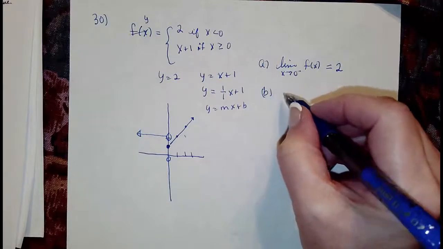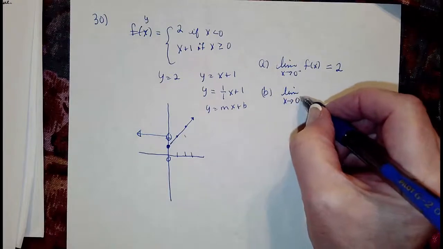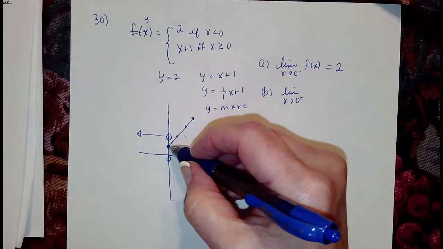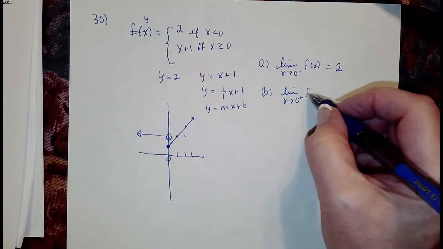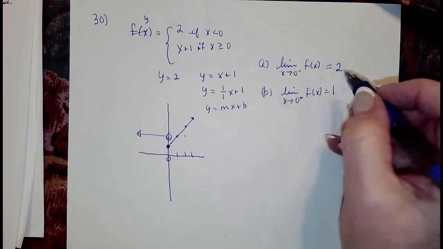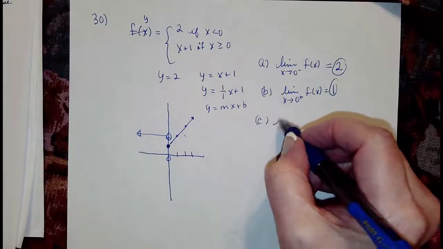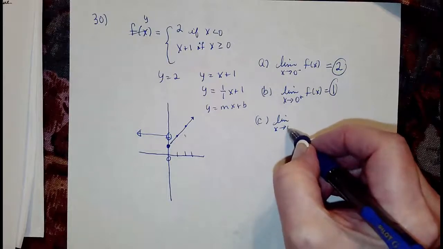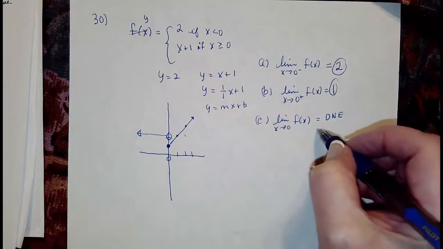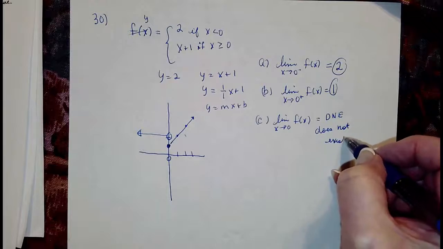The B one says the limit as x goes to 0 from the positive side. That would be here. And there we are, down at positive 1. So f of x equals positive 1. But now we see that they're different. This one is 2, and this one is 1. So what do we say about C? The limit as x goes to 0 of f of x, with d and e being different, means the limit does not exist.